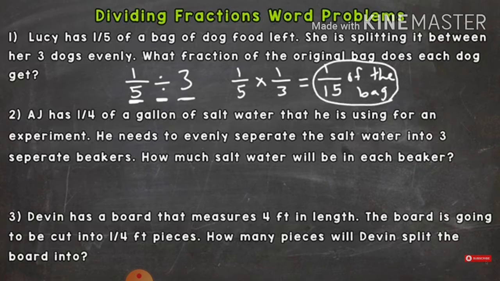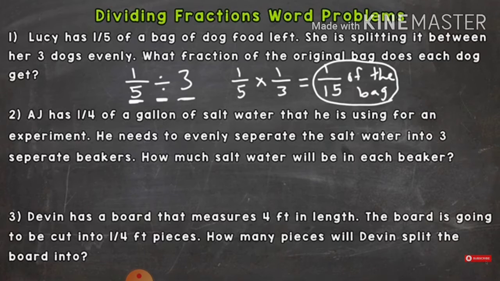All right, number 2. AJ has 1/4 of a gallon of salt water that he is using for an experiment. He needs to evenly separate the salt water into 3 separate beakers. How much salt water will be in each beaker? All right, so we're separating into groups.